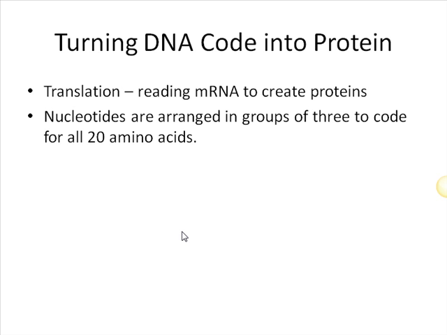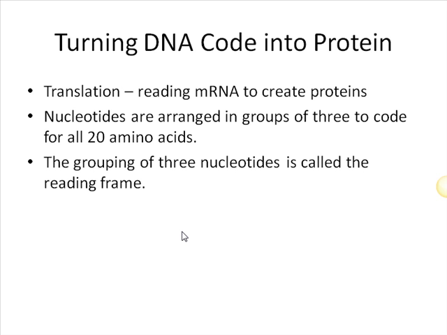So, once we've already transcribed the mRNA, now we can get sets of 3. These are what we call the codons. 3 nucleotides together is a codon. And as it turns out, if you group these things together, we can code for all 20 amino acids. The grouping of the 3 nucleotides is called the reading frame.